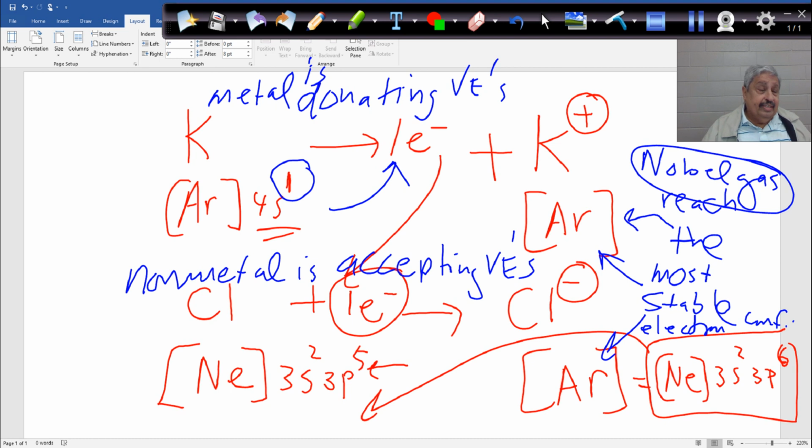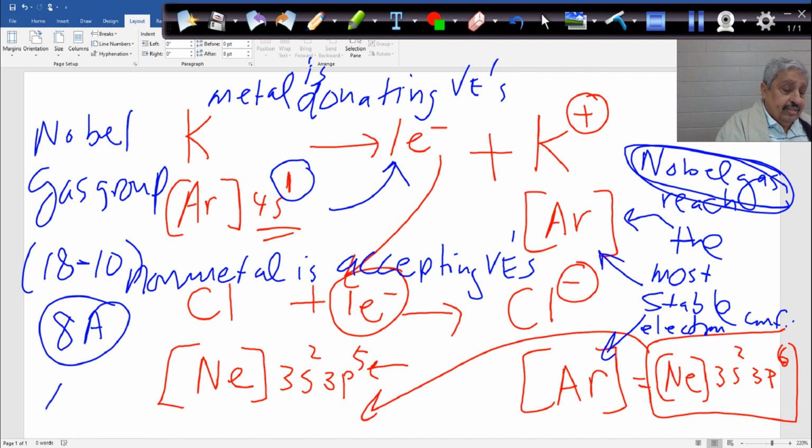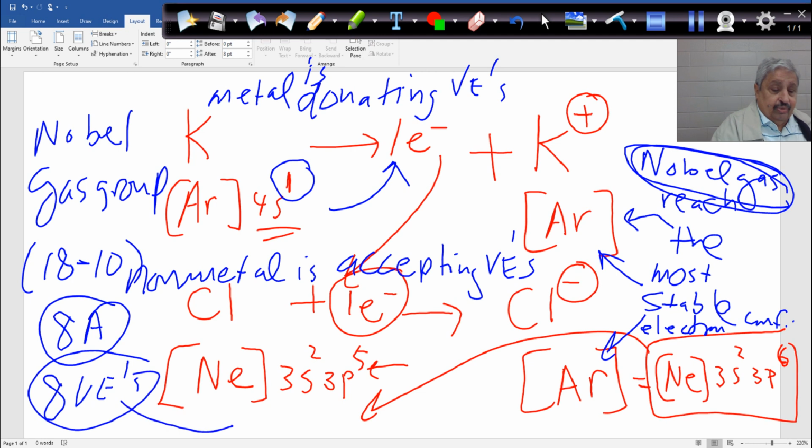So this is the type of what we call the octet rule, with the noble gas. The noble gas group is 18 minus 10, which is 8A. So how many valence electrons? 8 VEs. So this is what we have, the octet rule.